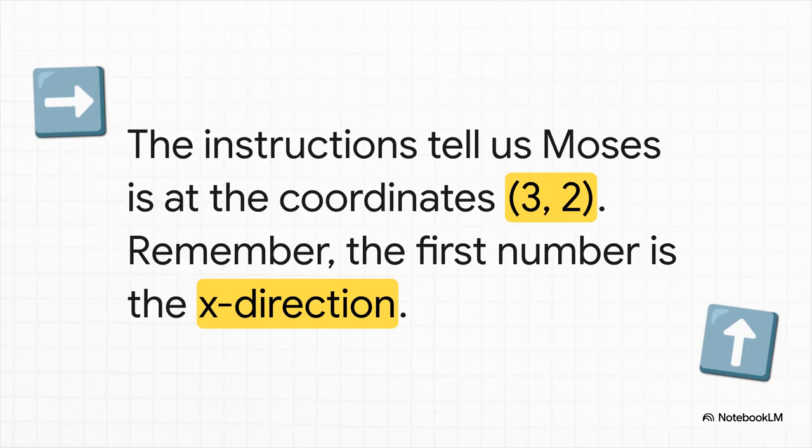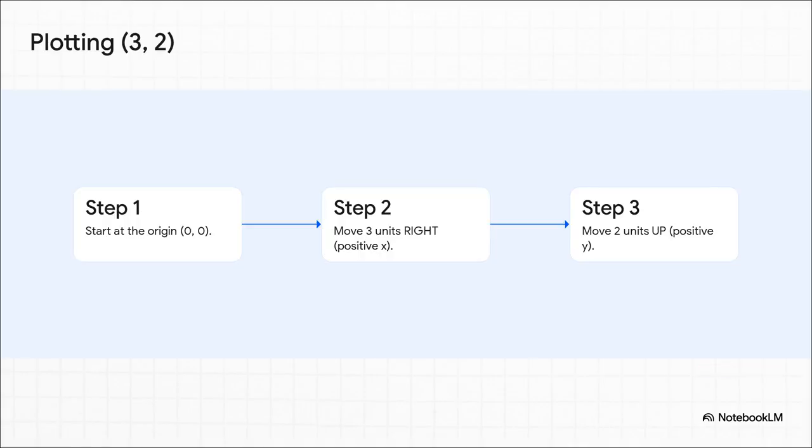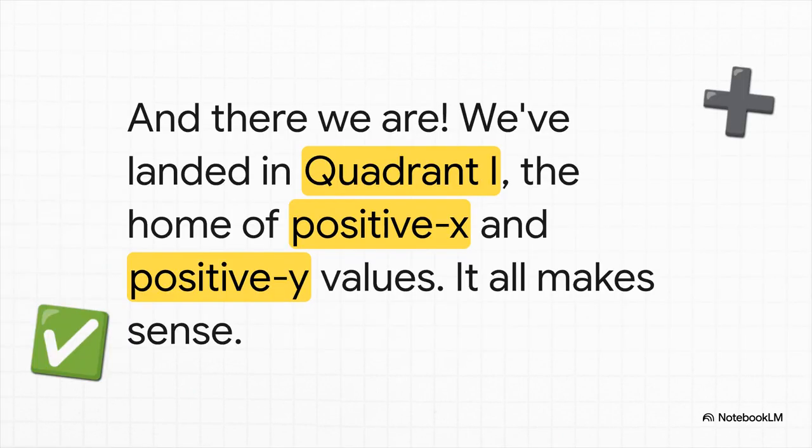Let's start the trip. Remember, we always start at the origin, 0, 0. Our first number is a positive 3. Since it's positive, we move 3 spots to the right along that x-axis. From that new spot, our second number is a positive 2, which means we go 2 spots straight up. And there we are. We've landed right in Quadrant I. And if you think back to our map key, that's exactly where a positive point should be. See? The system works perfectly.